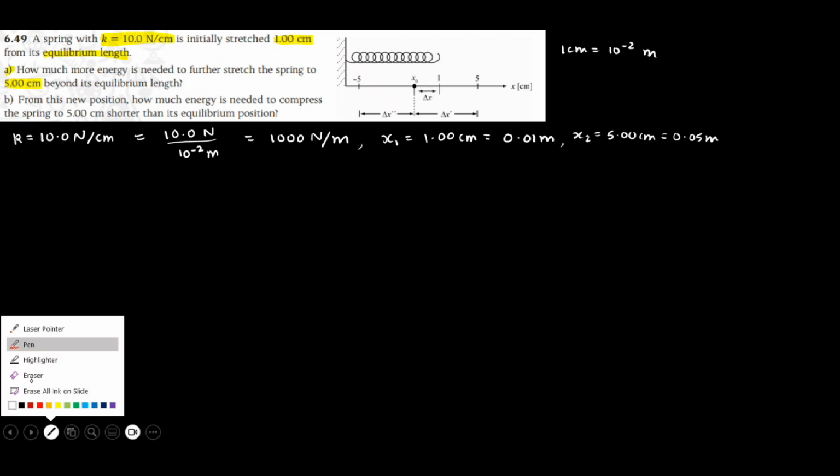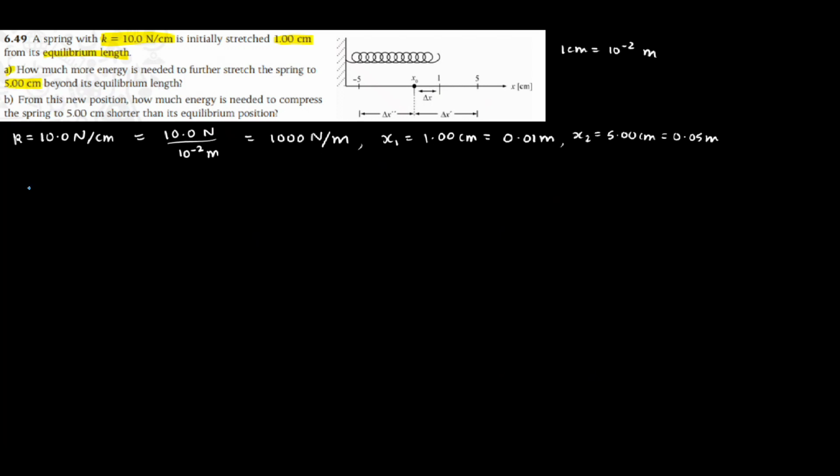The amount of energy needed to stretch the spring will be equal to the work done by the spring. So the more energy needed will be the extra work you do when you stretch the spring from 1 centimeter to 5 centimeter. So I can find that delta W as work done in stretching the spring at 5 centimeter minus work done in stretching the spring at 1 centimeter. Work done by the spring is half k x squared. So I will write half k x2 squared minus half k x1 squared. Half and k are common to my terms, so I will keep them out: x2 squared minus x1 squared.